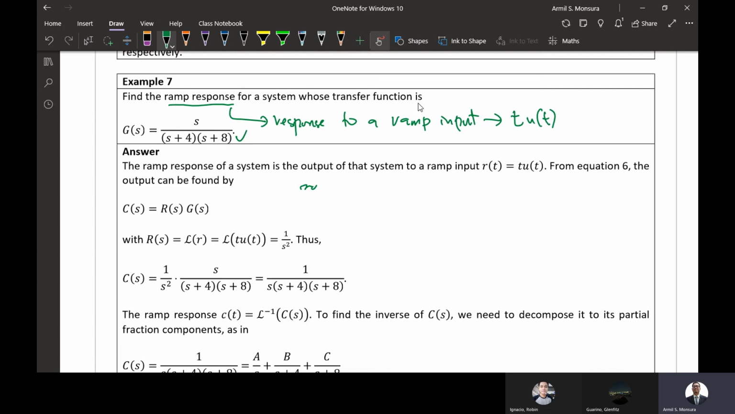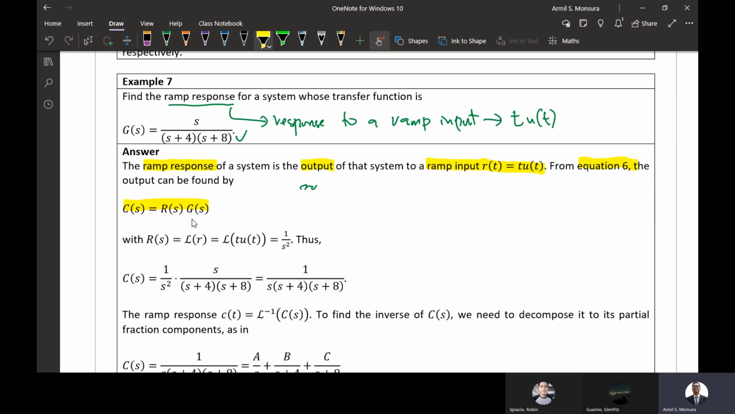Okay? So the ramp response of a system is the output of that system to a ramp input, which is ito na nga. Okay? So, pag naghahanap tayo ng output, or ng response, we rely on equation 6. Okay? Which is this one. Yan yung equation 6 natin.